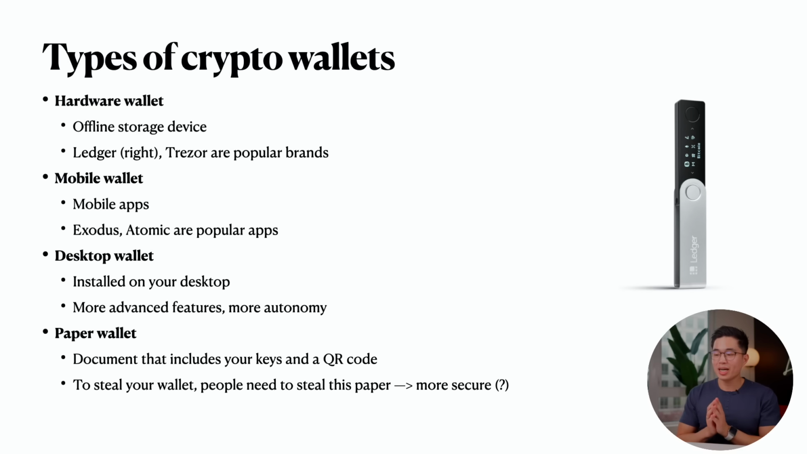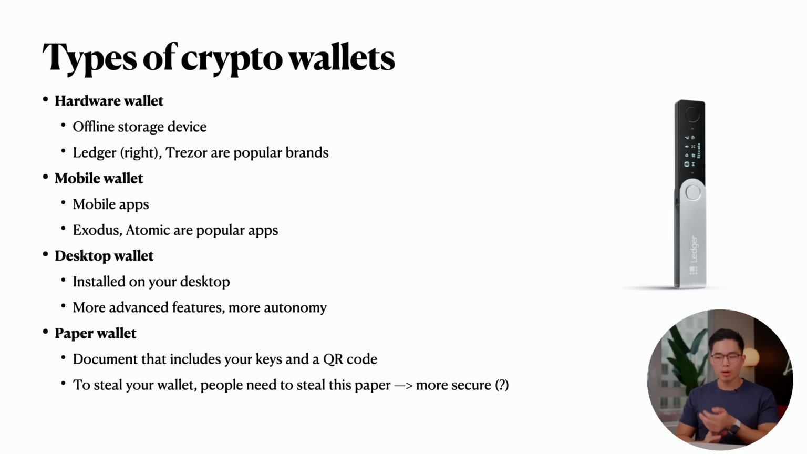Now, for the different types of crypto wallets, right? You have your hardware wallet, and this is basically an offline storage device like the Ledger on the right or Trezor. Ledger and Trezor are probably the most popular brands for hardware wallets. These are extremely secure ways of holding your crypto. A mobile wallet is another type of crypto wallet, and these are basically mobile apps, and your crypto is stored on there. So popular examples of these are Exodus and Atomic.